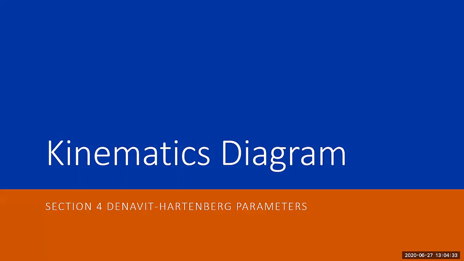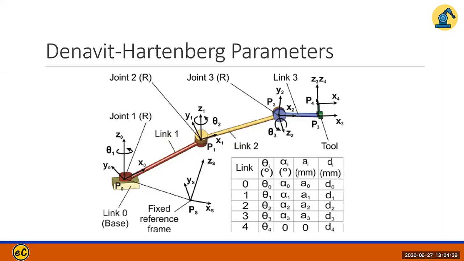Section 4, Denavit-Hartenberg parameters. Here you can see the Denavit-Hartenberg parameters for a 3-joint robot arm and 3 links. And here is the matrix for different link locations. This one you can look at in the text lecture and figure it out.